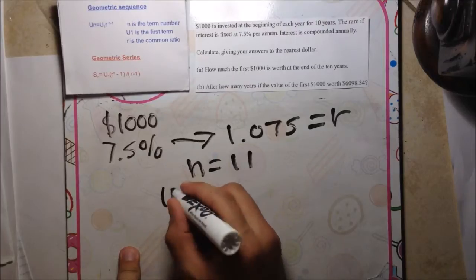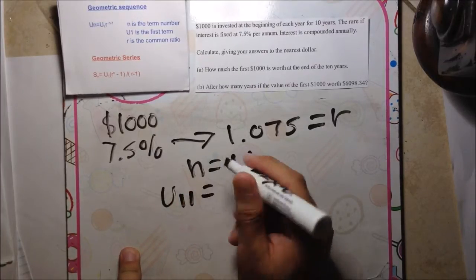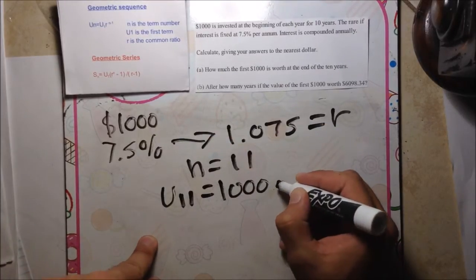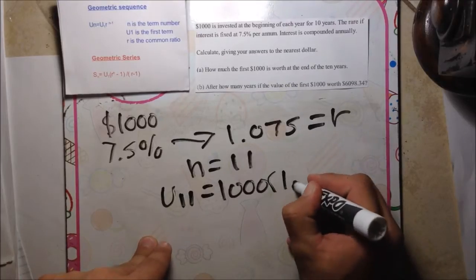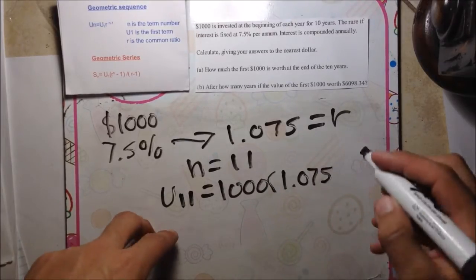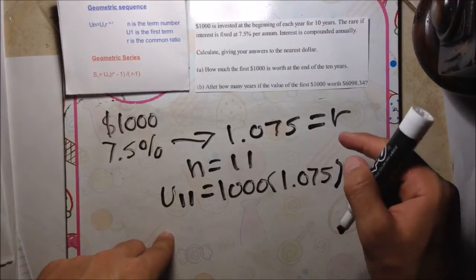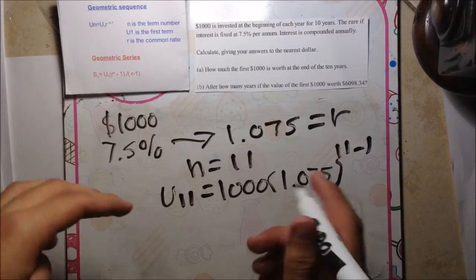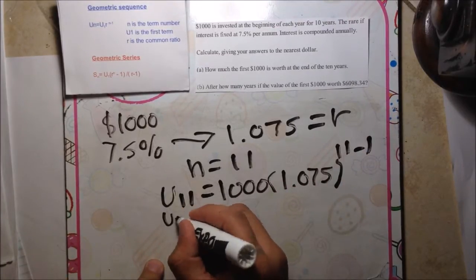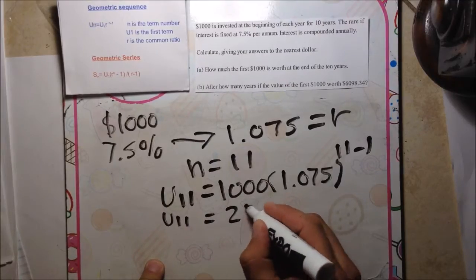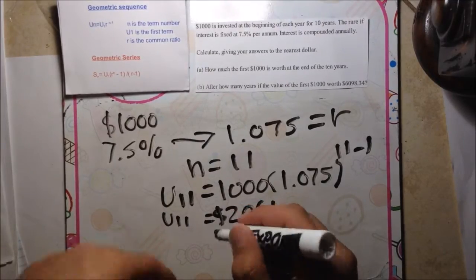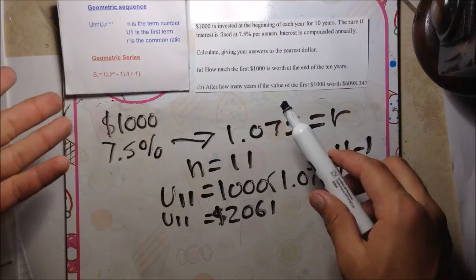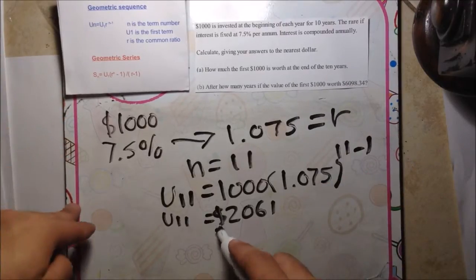So un, which is u11, equals u1, which is the initial investment of $1,000, times r, which we know is 1.075, which is the amount of growth from one year to the other, to the power of n minus 1, which would be 11 minus 1. And if everything is multiplied correctly, we should get a u11 of $2,061. So what this means is that after 11 years, or at the end of 10 years, the initial investment of $1,000 would actually be worth $2,061.